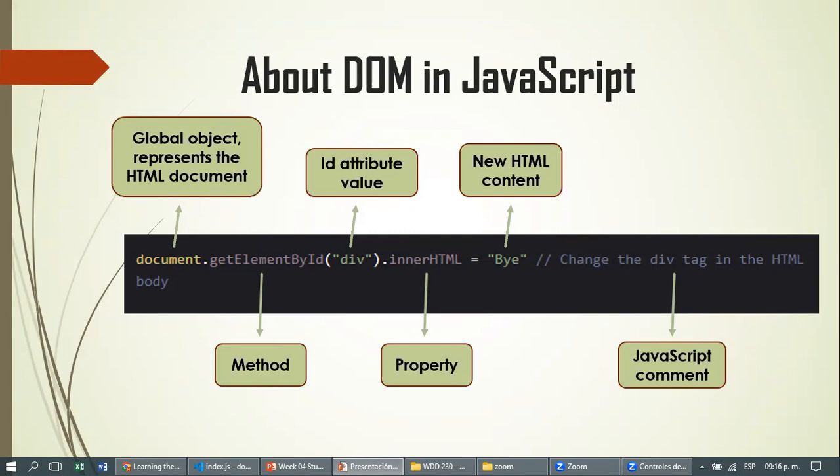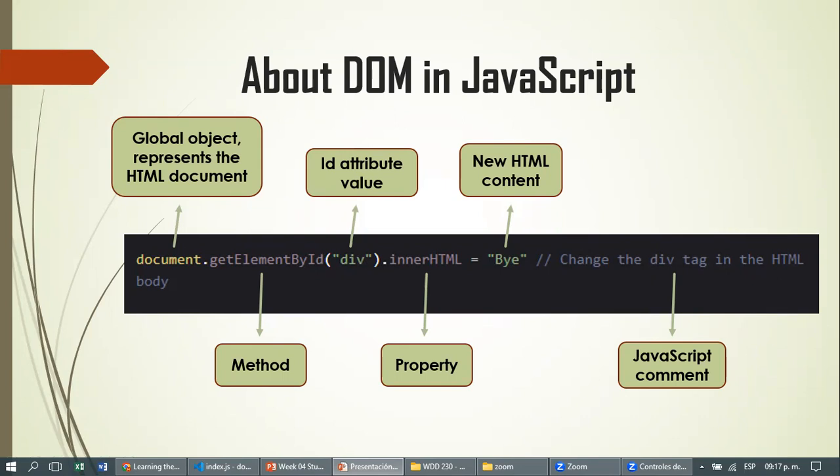The ID is from the HTML document. Then we have the innerHTML property. A property is a value that you can get or set, like changing the content of an HTML element. And of course, we have the new HTML content inside the quotation marks, and we can write or type here whatever we want. Always remember a JavaScript comment to explain what we are doing in our assignment.